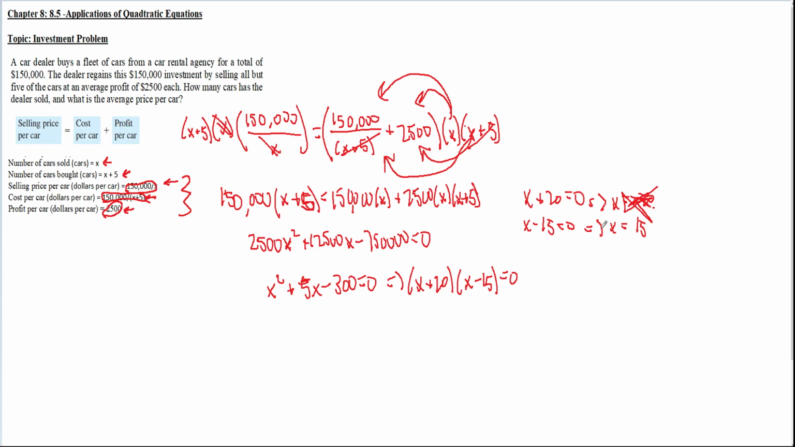So we've found the number of cars the dealer sold, but we still have to find the average price of the car. What we do here is take the selling price per car and plug in our x value. Then we find that the selling price per car was $10,000 per car.